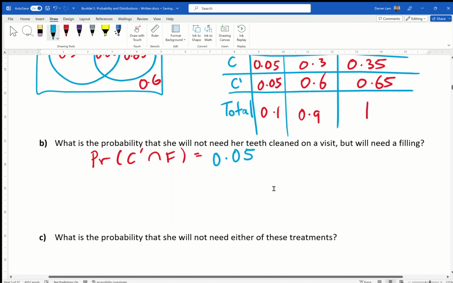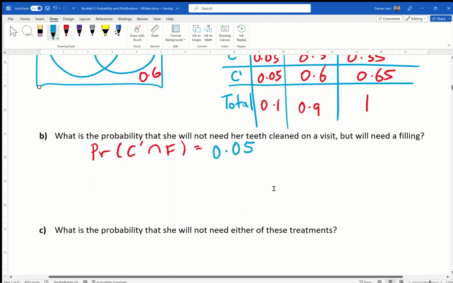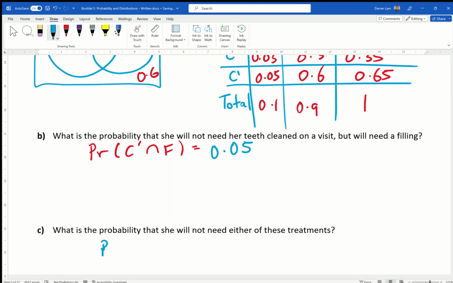What is the probability that she would need neither? Again, don't just write your answer down, just in case, so that it's clear to the assessor. Probability of C dash intersecting with F dash would equal 0.6, because that is neither.